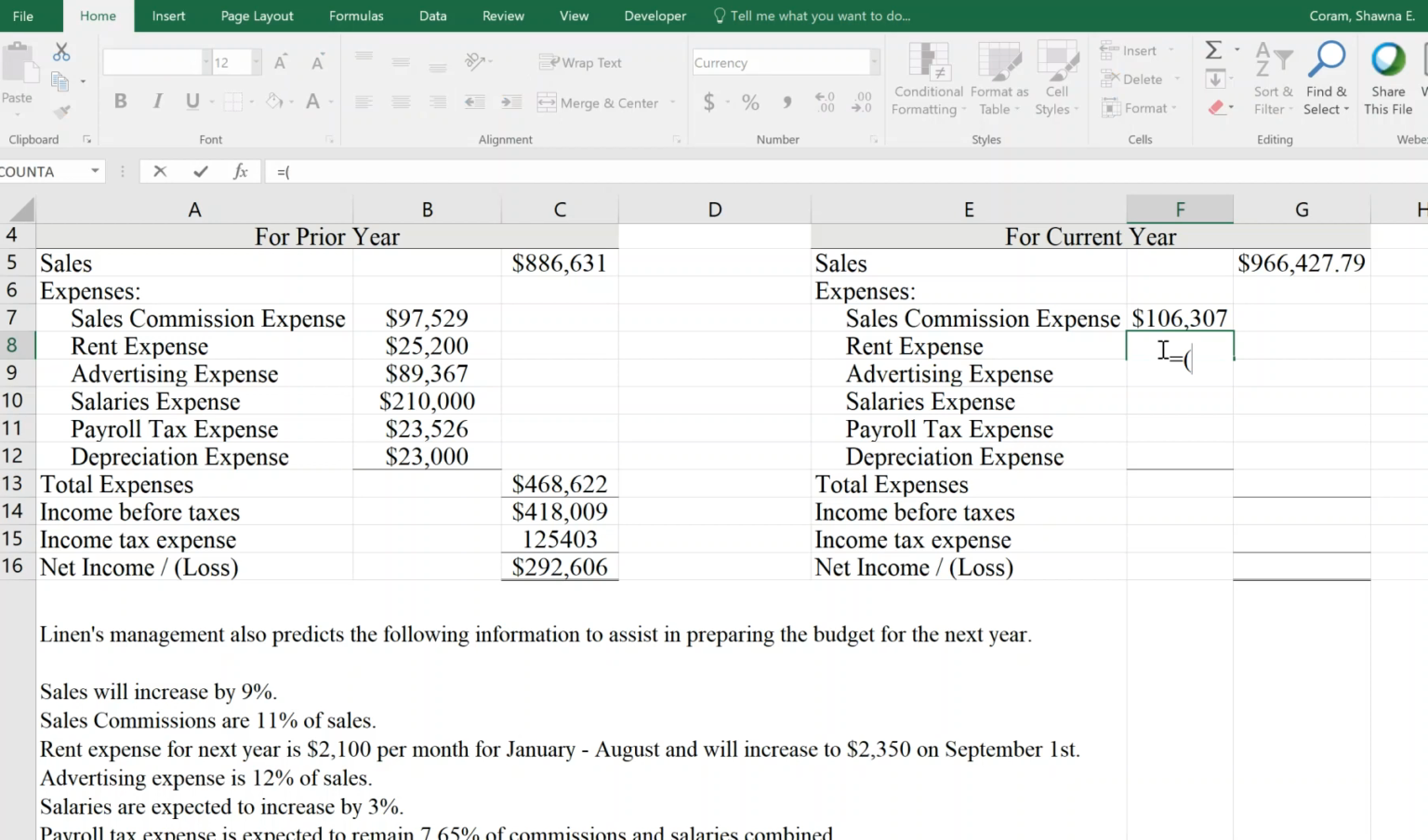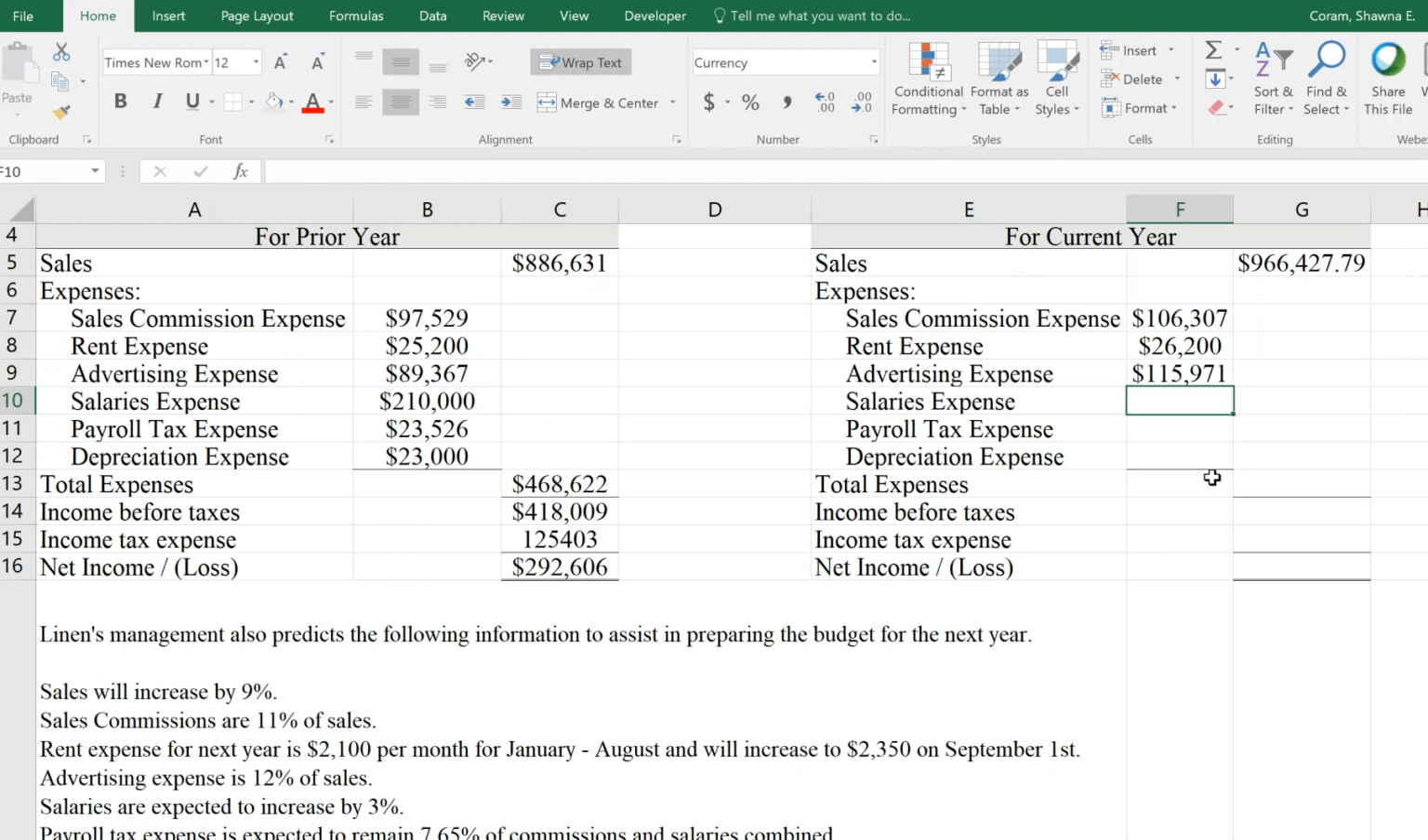Rent expense, we're going to have to do a little calculating because it changes mid-year. So we've got $2,100 for 8 months of the year, so multiply that times 8 and add that to the increased cost of $2,350 times 4 months, September, October, November, and December. That tells me that my rent expense for the year is going to be $26,200. Advertising expense is 12% of sales, so we'll go back up, grab our sales number, multiply that times 12%, or 0.12. That's $115,971.